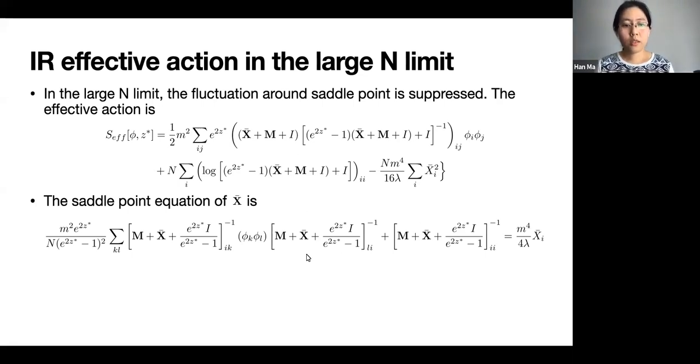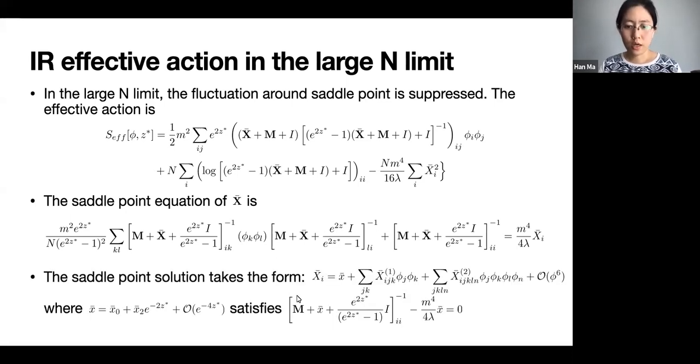Okay, then the way to get the IR effective action is a bit more technical. But anyway, we can still proceed. Since this saddle point equation is finite, we can expect the solution is also finite. Then we can expand the solution in terms of phi squared, because the phi squared appears in one of the terms in the saddle point equation.